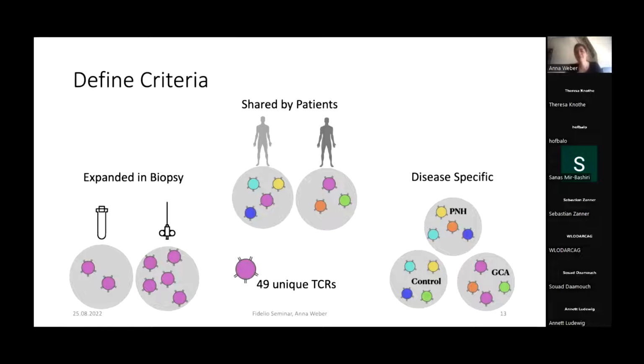And then thirdly, I think the suspicious receptors are those that are disease-specific, so that we don't find in patients without the disease. And applying all these three criteria, I identified 49 unique T cell receptors that fulfill all three criteria out of millions that I have in a sample in total, right? So it's a really small number.